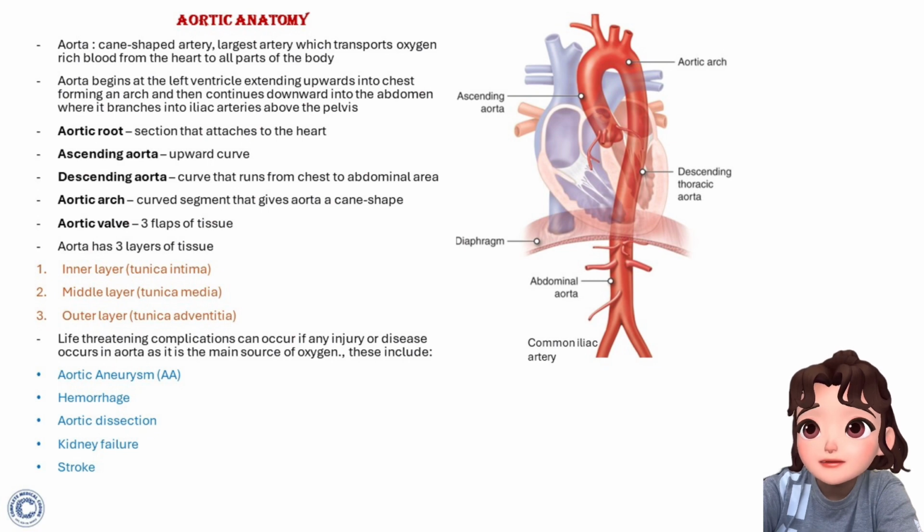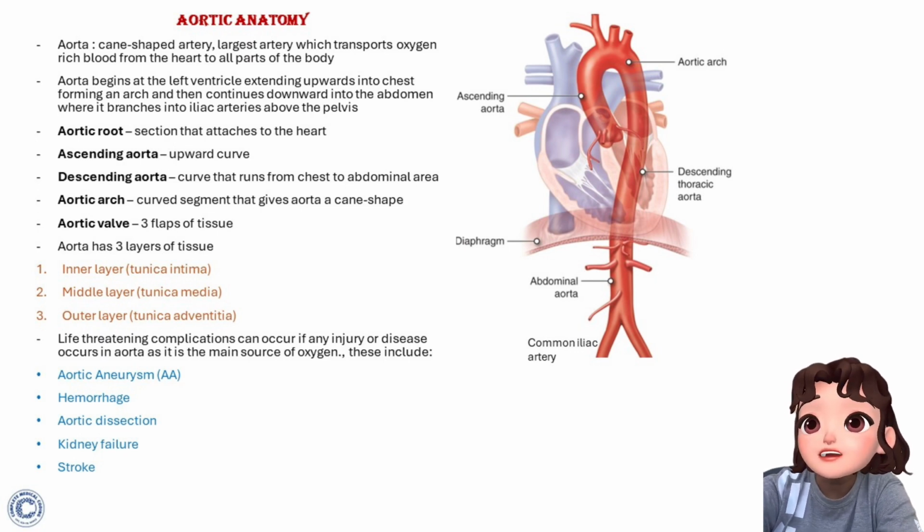And aortic valve. Through the aortic valve, we receive all the oxygenated blood from the heart. There are three layers of tissue: inner layer, middle layer, and outer layer. Inner layer is the tunica intima, middle layer tunica media, and outer layer tunica adventitia.